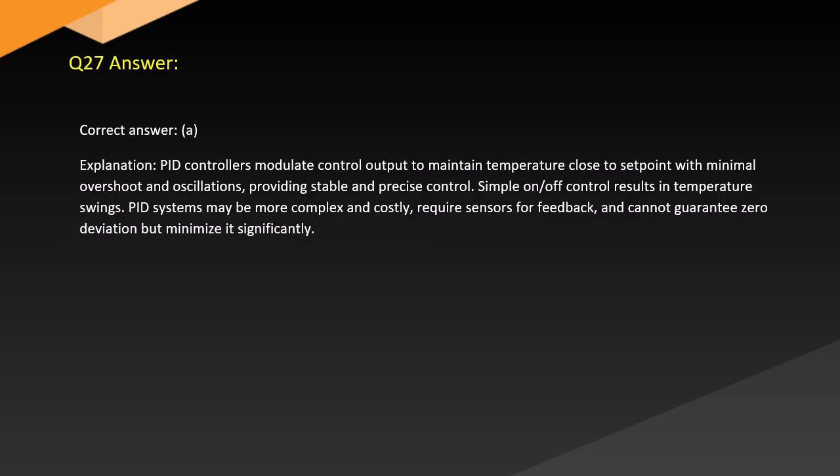Answer. Correct answer: A. Explanation. PID controllers modulate control output to maintain temperature close to set point with minimal overshoot and oscillations, providing stable and precise control. Simple on-off control results in temperature swings. PID systems may be more complex and costly, require sensors for feedback, and cannot guarantee zero deviation but minimize it significantly.